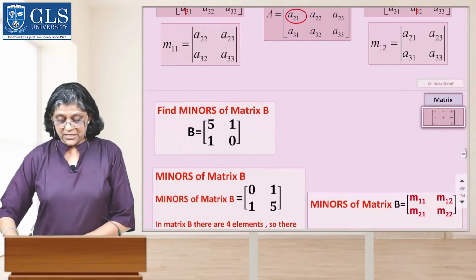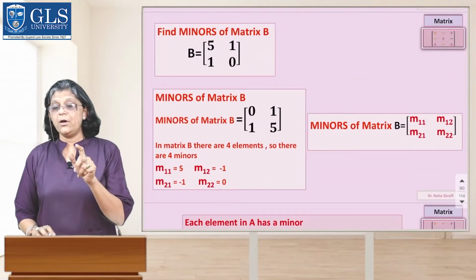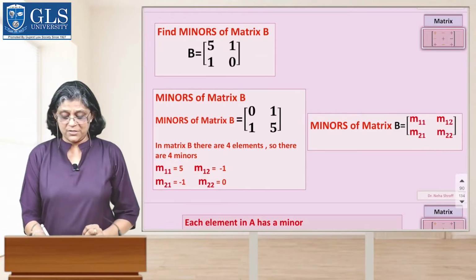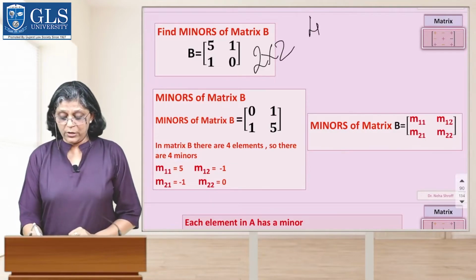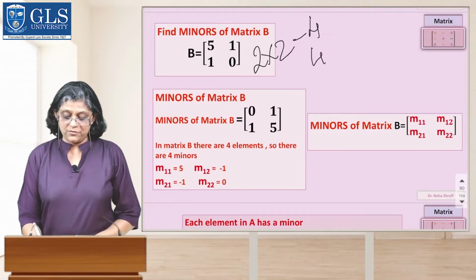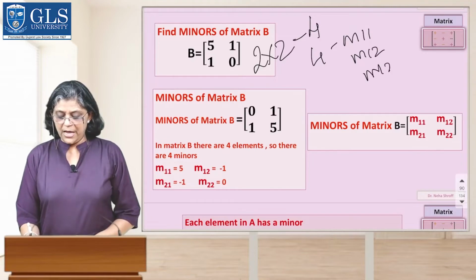Clear? So let us first understand. I want the minor of this matrix. What is the order of the matrix? 2 rows 2 columns. Understood? It is 2 cross 2. How many elements are there? 4 elements are there. How many minors will be there? 4 minors will be there. So those will be M11, M12, M21 and M22.